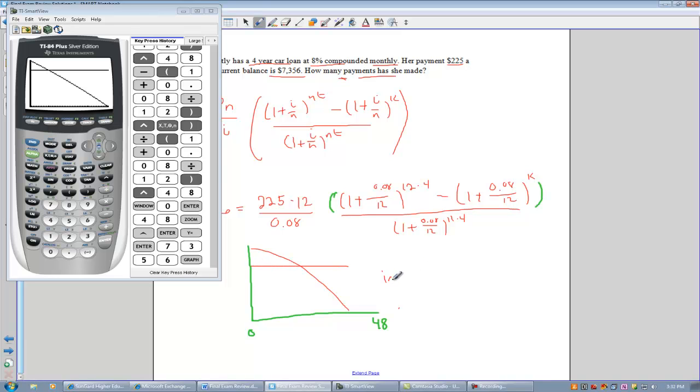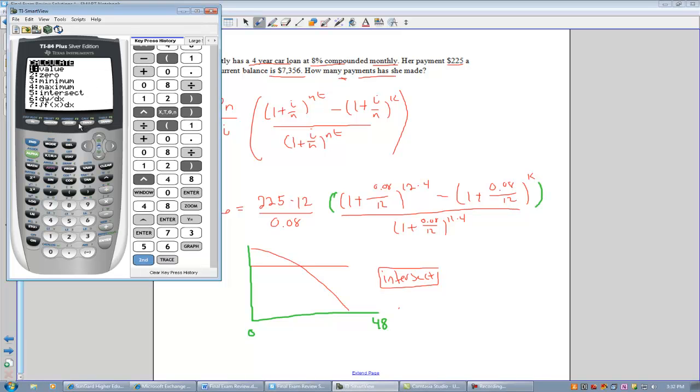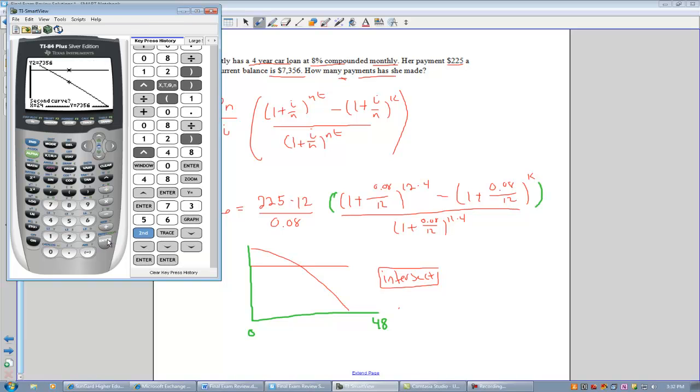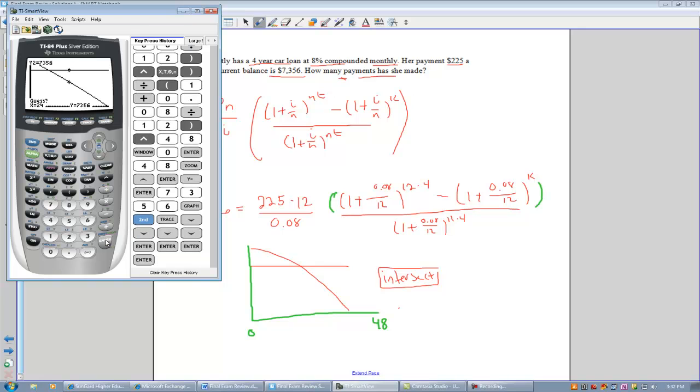All right, and then you're going to hit intersect to find where these two graphs cross, where they intersect. So hit second trace, go down to number 5, which is intersect, hit enter, then you just hit enter 3 times. At first curve, that's good. Second curve, that's good. Hit enter again, and out pops your answer. K is approximately 11. Right, and I bet you it's actually equal to 11. It's so close to it. All right, so 11 payments.